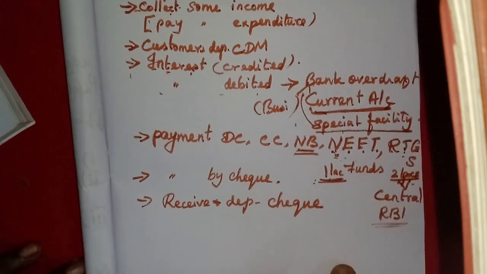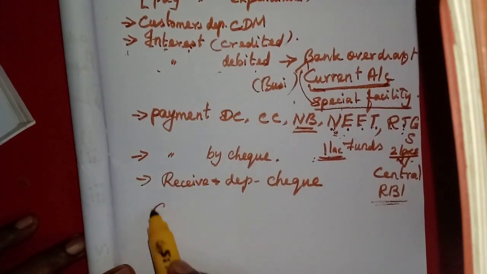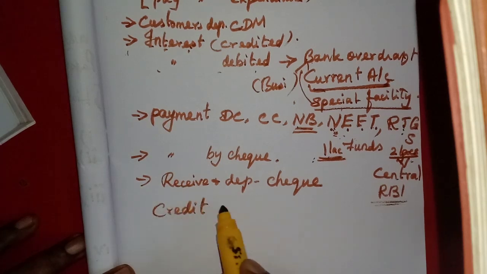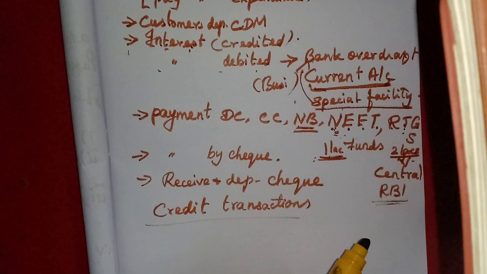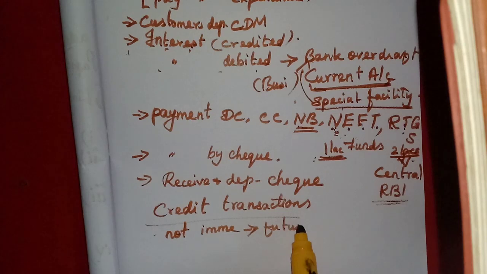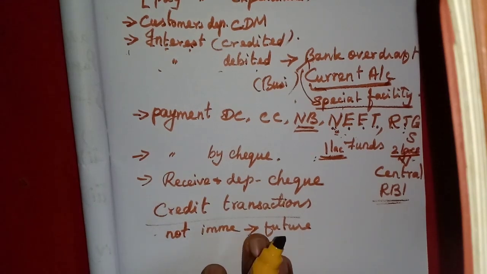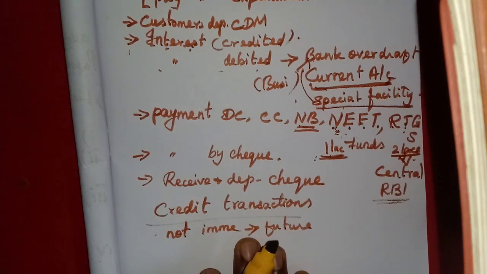Okay, students, now we will learn about credit transactions. What are the credit transactions? The settlement is not done immediately, but it will be done on a future date. That is called a credit transaction. It is not made by cash, but it will be settled in the future. That is called a credit transaction.